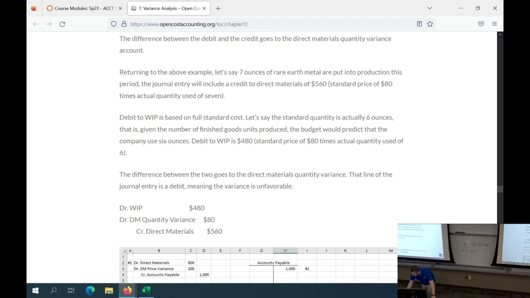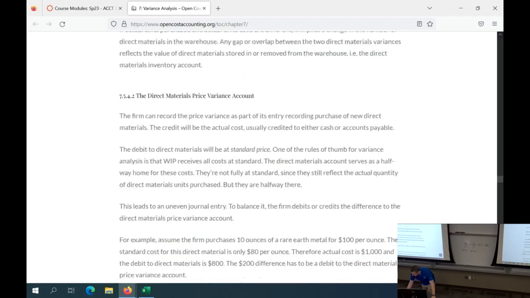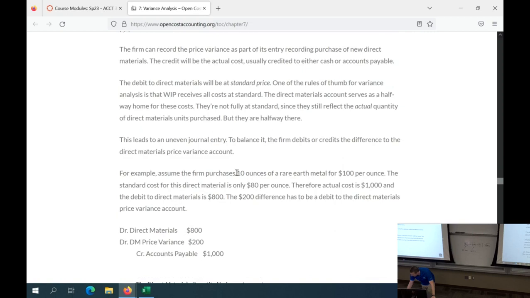All right, so let's run real quick through these entries right here. So here we have some rare earth metal, I think is the example I use. Yeah, 10 ounces. We bought 10 ounces for $100 per ounce. So we actually did this. 10 ounces is the actual quantity.